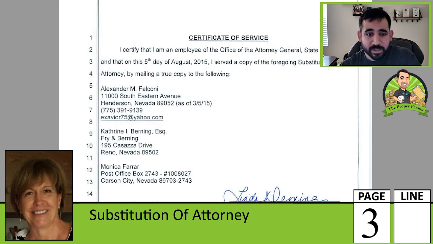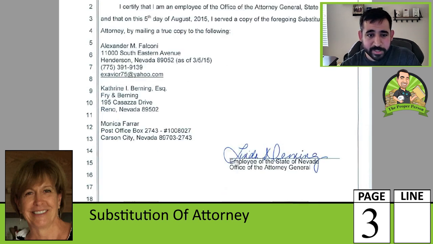And then we have the certificate of service under Rule 5 indicating that the substitution of counsel was mailed to both me and my ex and her attorney. I don't know why they did that because I don't think she's made any appearances at all in this case. Not a single one. Weird.